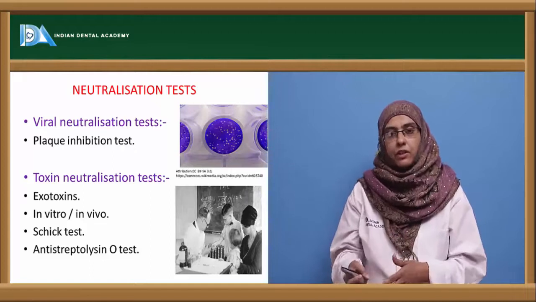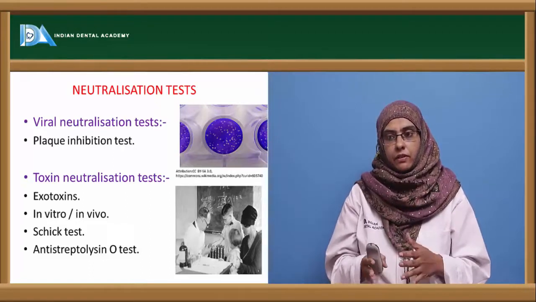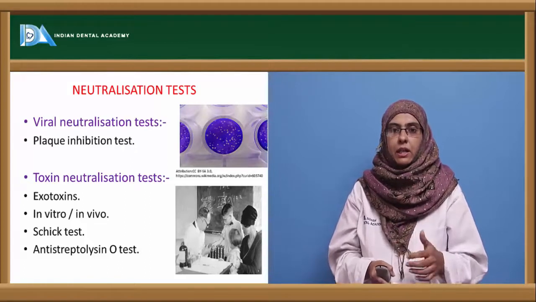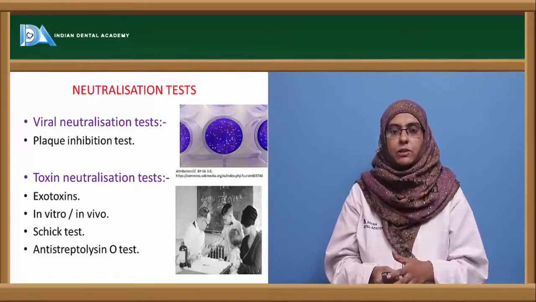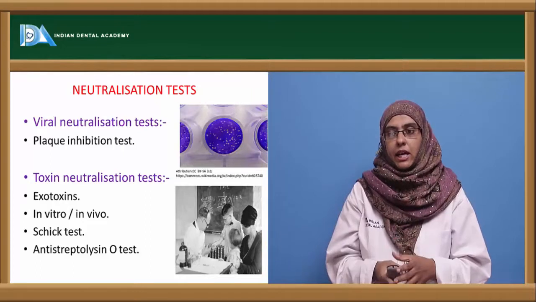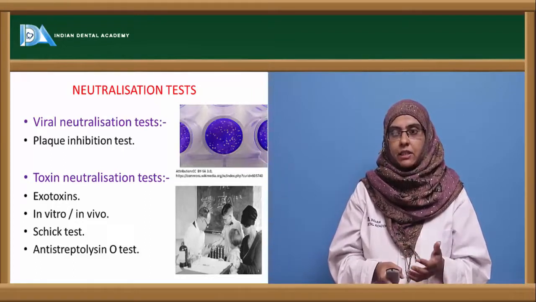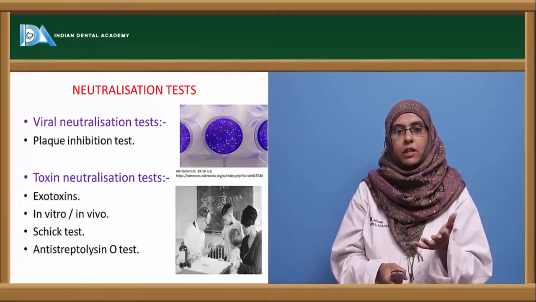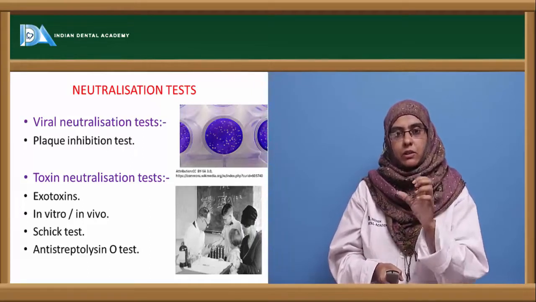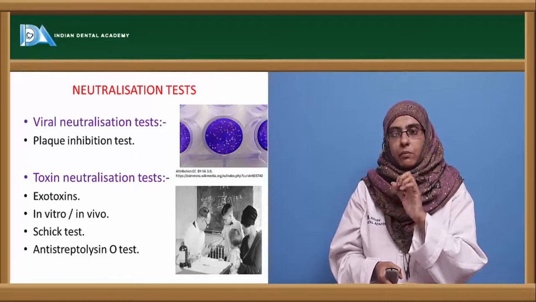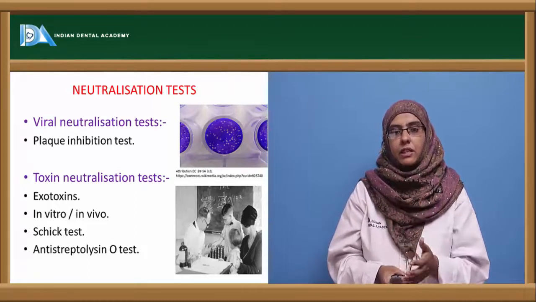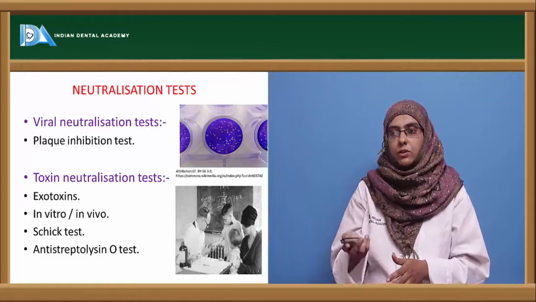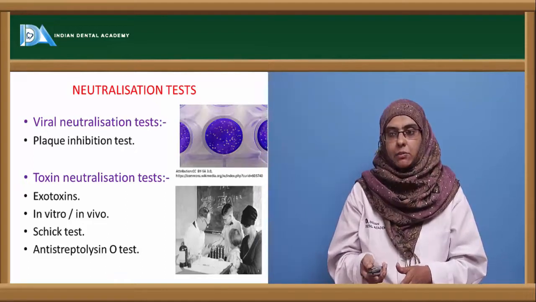And in vitro, we will go with the anti-streptolysin O test, where hemolytic inhibition usually takes place. So anti-serum is added to the streptolysin, or the streptococcal organism, where these organisms are said to lyse the RBC. By adding the antiserum, we are preventing the hemolysis that is taking place. So this is an in vitro test to identify the anti-streptolysin O.